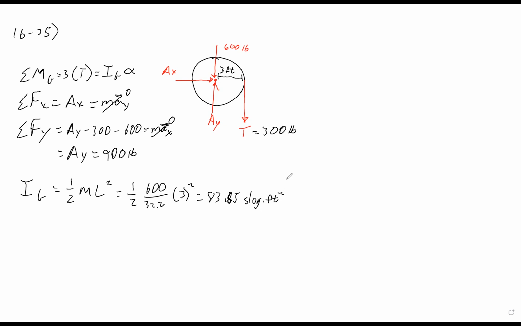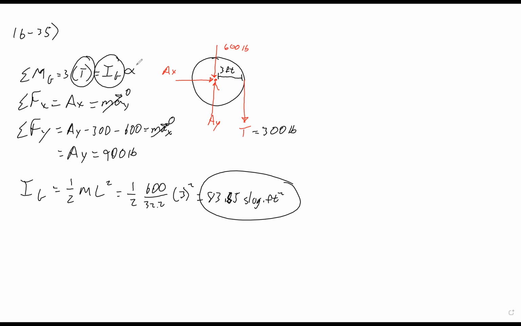Don't worry too much about the units on this. That's the units for rotational inertia. All right, now they want us to find a rotational acceleration, or an angular acceleration, and a time for 3 revolutions. Well, the tension by itself is going to be equal to 300 pounds. So we have found IG, it's this value here, and we know the tension. It's given to us as 300 pounds.